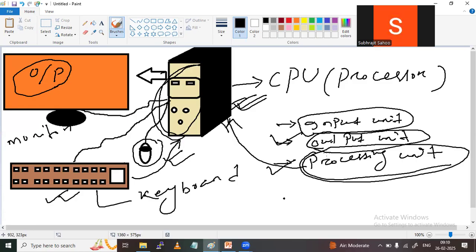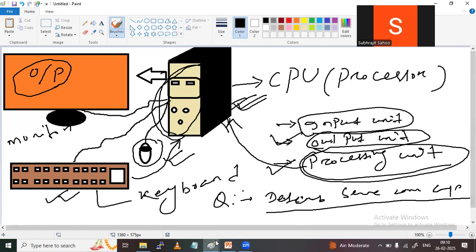There is no need to practice by memorizing all these things again and again. A question will come in the exams. What is the question, sir? Describe, a 5 mark question will come: describe the several components of the computer system. You have to describe all these things: input device, output device, and processing device.